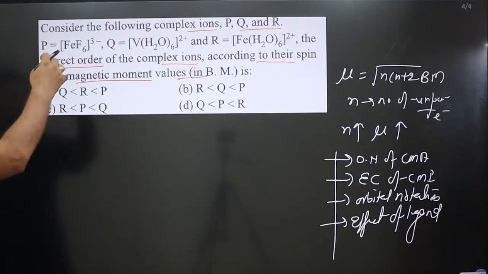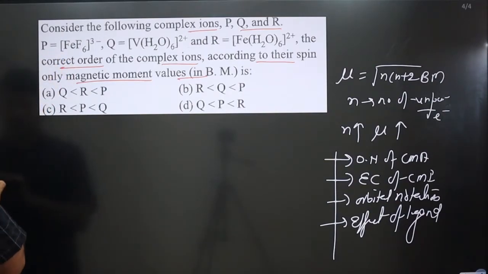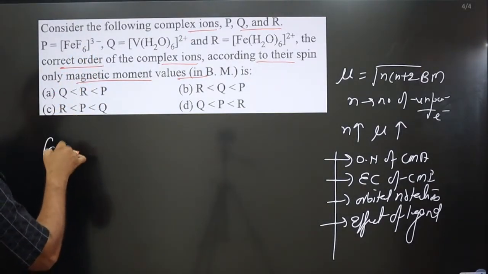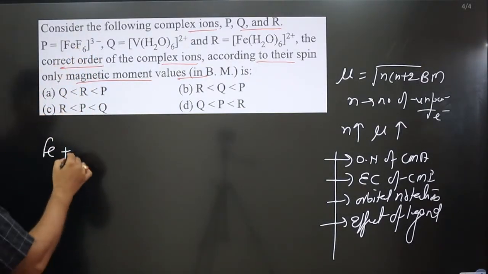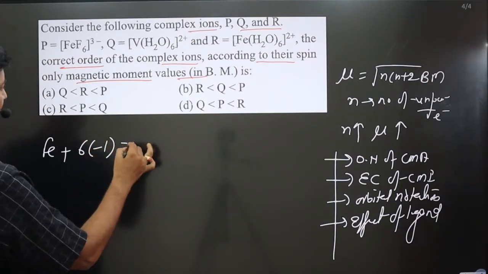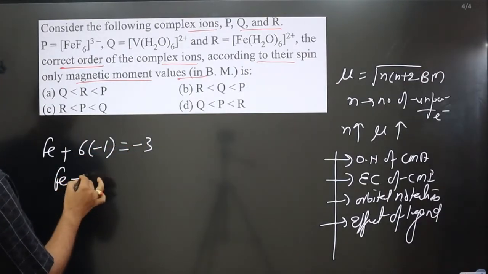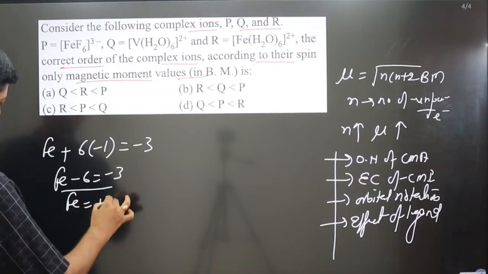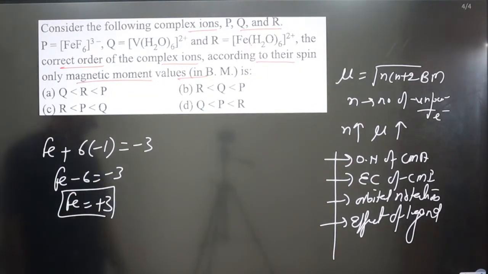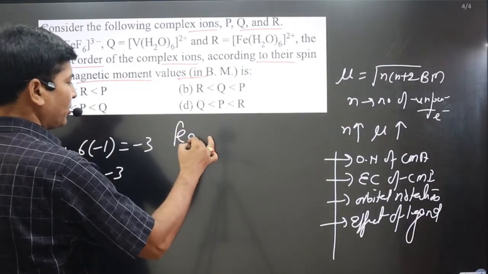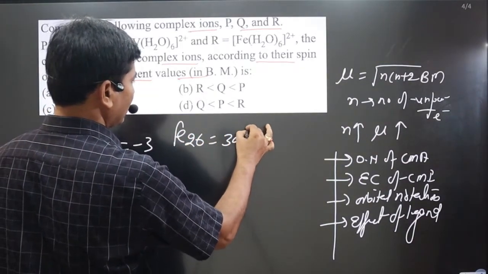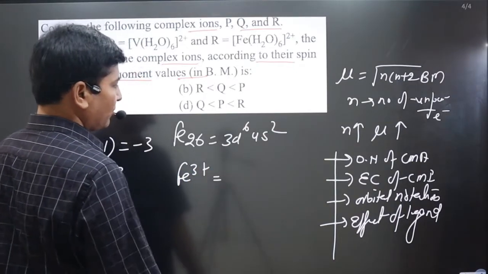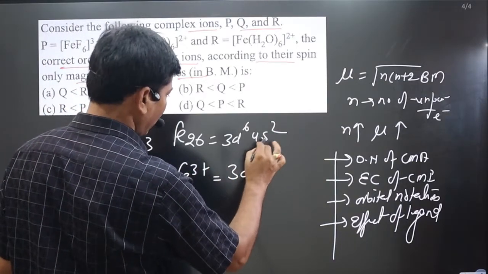One by one. The first one is Fe. Calculate the oxidation number. We have Fe plus six fluoride ions, each 1 minus, and the overall charge is minus 3. So Fe minus 6 is equal to minus 3, and Fe is present in the plus 3 oxidation state. Now we write the electronic configuration. For Fe, atomic number 26, it is 3d6 4s2. Fe in the plus 3 oxidation state loses 3 electrons, so it is 3d5.